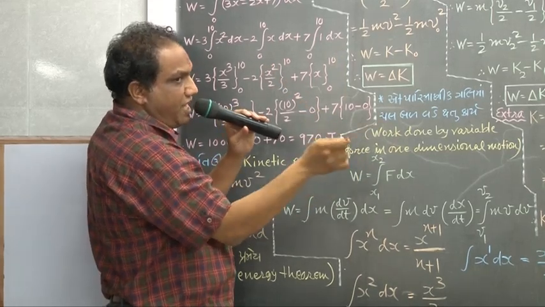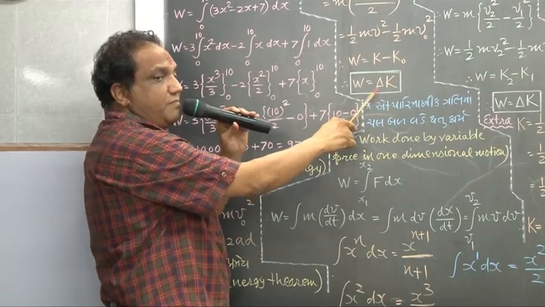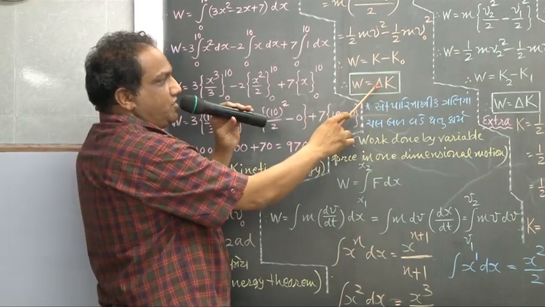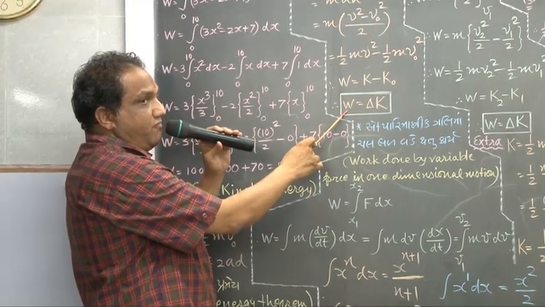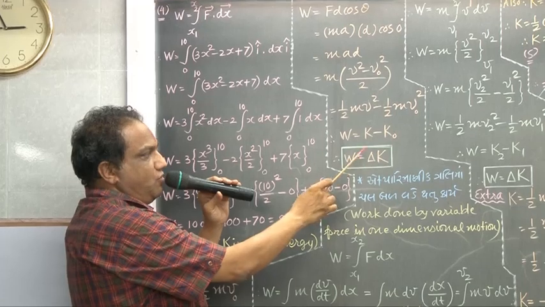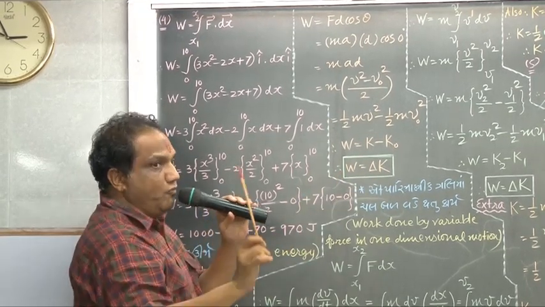It will always give you change, shown by the symbol delta. Delta itself means change. Change in what? Change in kinetic energy. Work done by the resultant force acting on a body is just equal to the change in kinetic energy of this body. This very statement is called the work energy theorem.